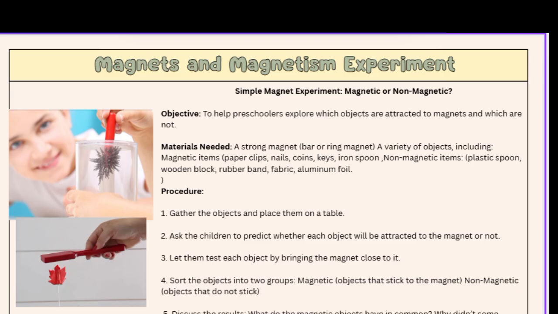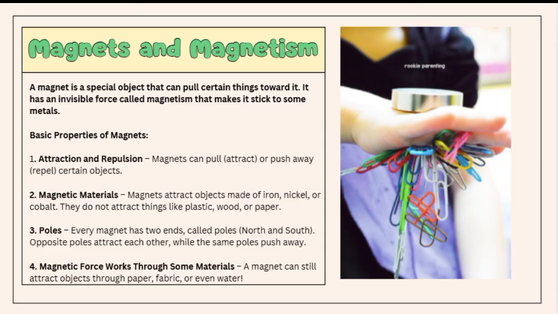The learning outcome for this experiment helps children explore color theory, develop fine motor skills, and encourage creativity. The last topic is about magnets and magnetism. A magnet is a special object that can pull certain things toward it. It has an invisible force called magnetism that makes it stick to some metals.